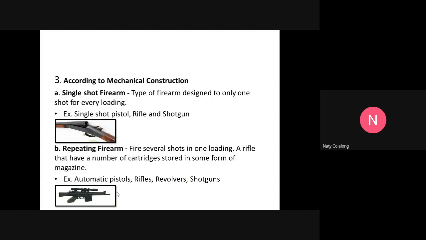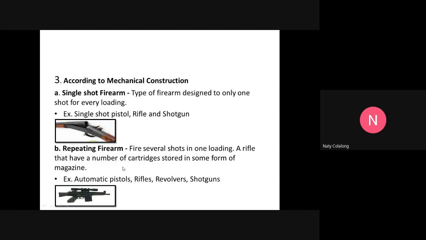And then according to mechanical construction, we have single-shot firearm, type of firearm designed to only one shot for every loading. So example, we have single-shot pistol, rifle, and shotgun. You have there the image.